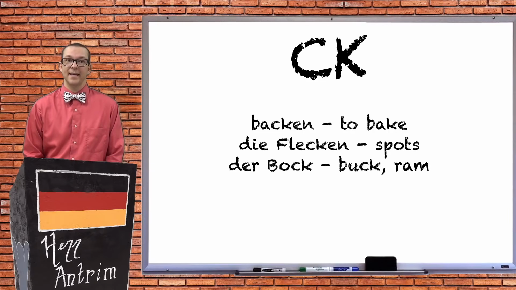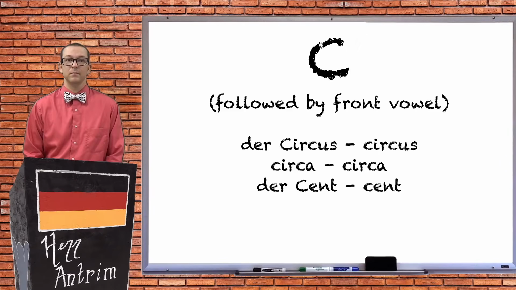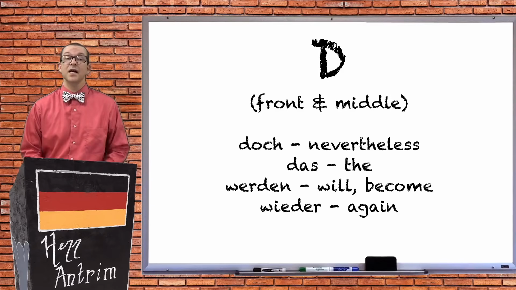Backen, Flecken, Bock. When the letter C is followed by a vowel sound that is made with the front of the mouth, it takes on the sound similar to the TS sound or the German Z. Zirkus, circa, Cent. The letter D follows a similar pattern to the letter B.